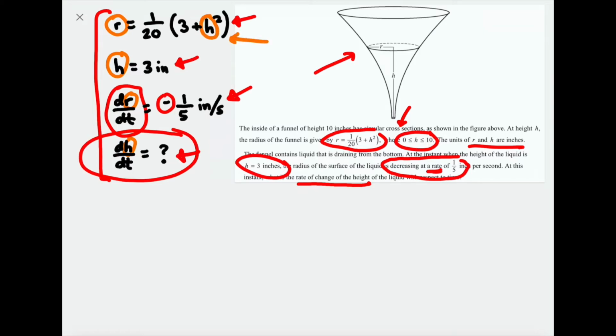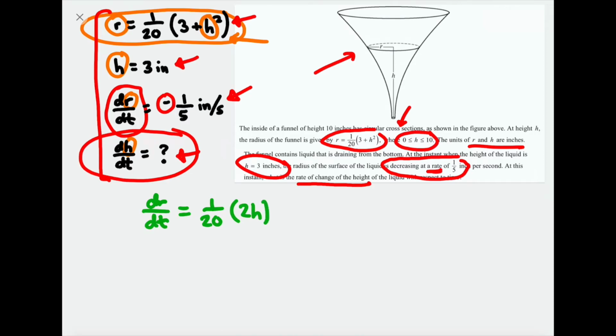So what I'm going to do with this first equation is take the derivative of both sides with respect to t. On the left, you're going to get dr over dt is equal to, the 1/20th is a constant multiple, so I'm just going to write 1/20th again. And then we're going to do the derivative of 3 plus h squared, which ends up just being 2h dh over dt. Now, if you remember, when you do the derivative with respect to time, since the variables don't match, the r does not match the t, you have to have that dr over dt like we do on the left, and then when we do the derivative of the h, it doesn't match the t, so you have to have that dh over dt.